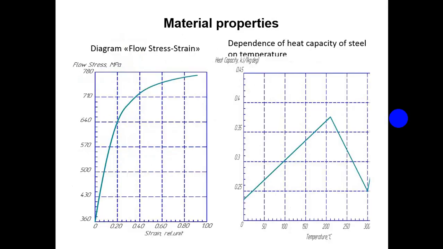We also use dependencies that reflect the properties of material, such as stress-strain, which shows the value of stress at which plastic deformation of material begins, and heat capacity of steel and temperature, which shows that heat capacity of treated steel increases with increasing temperature and takes maximum values at 210 degrees. This increase occurs under the influence of plastic deformation. After this temperature, heat capacity decreases.